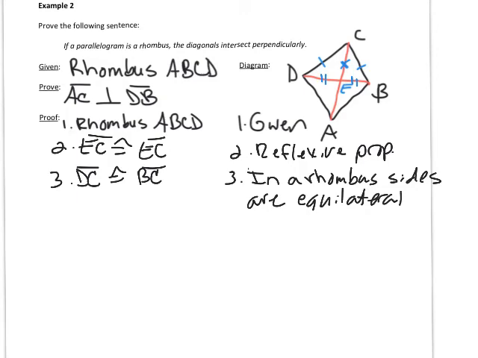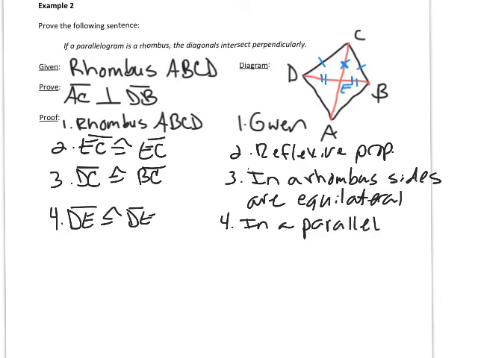Okay, and then I can get DE is congruent to DE because in a parallelogram the diagonals bisect each other. The diagonals bisect each other.